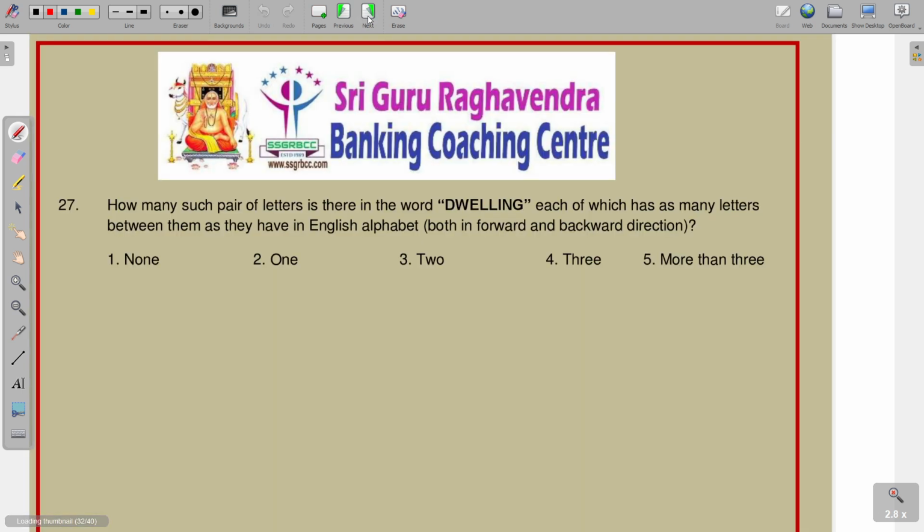Next, how many such pairs of letters are there in the word DWELLING, which have as many letters between them as in the English alphabetical order, in both forward and backward directions? So see the first one. Starting from D: D, E, F, G, H, I. So the first pair is D and I. Next, W, X, Y, Z, E, F, G, H, I, J. And next, L, M, N.